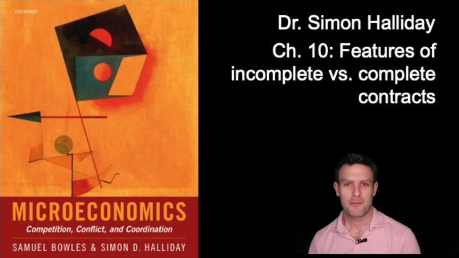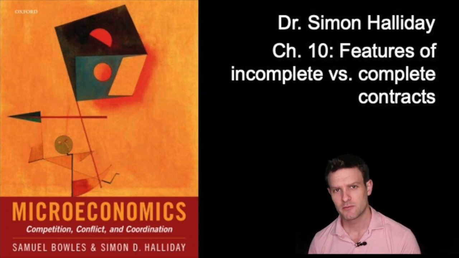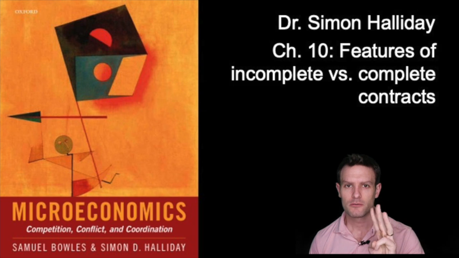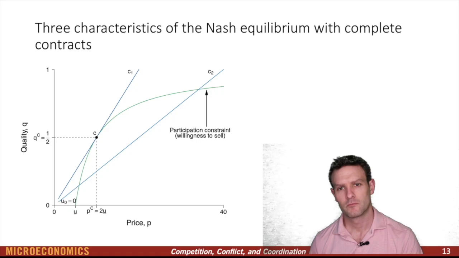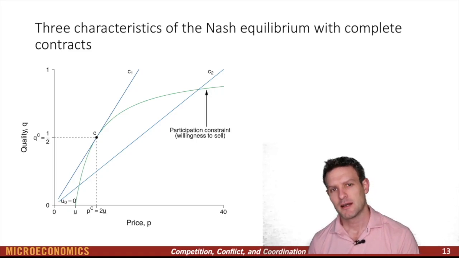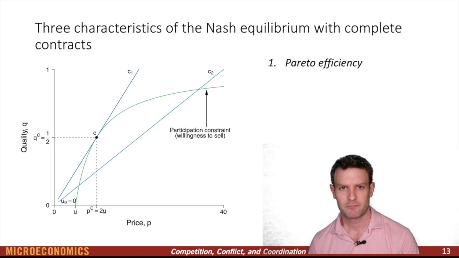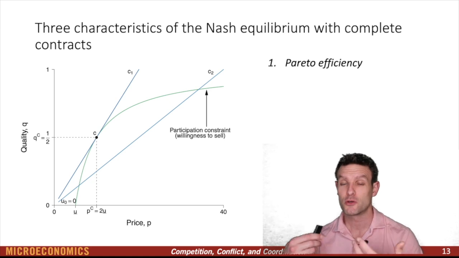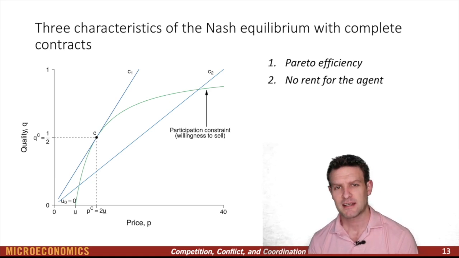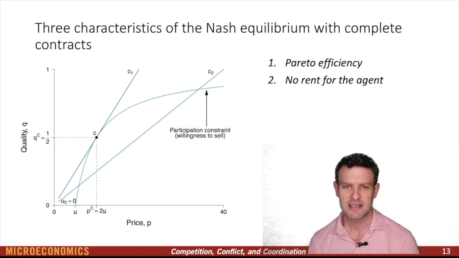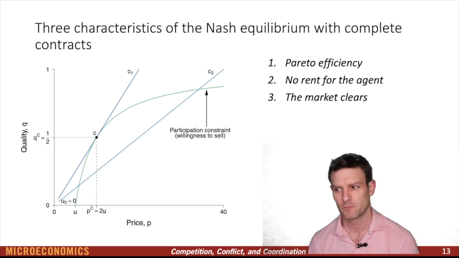So thinking once again about this comparison of complete and incomplete contracts, let's think about three features of complete contracts. Firstly, we have Pareto efficiency. Like we said earlier, the Nash equilibrium is going to be Pareto efficient, and we'll review exactly why that's true. Secondly, there is no rent for the agent in the complete contracting equilibrium, where there was in the incomplete contracting equilibrium. And thirdly, the market clears with the complete contracting equilibrium, whereas it did not in the incomplete contracting equilibrium.